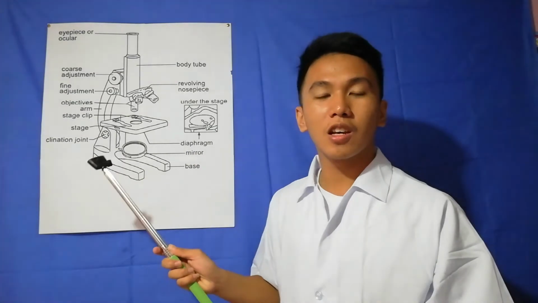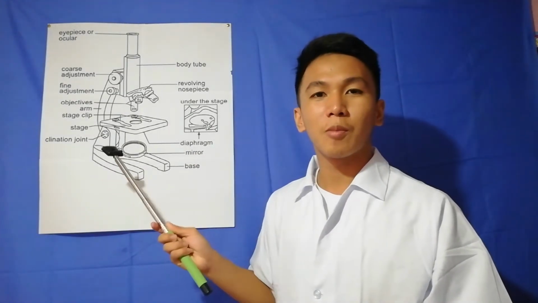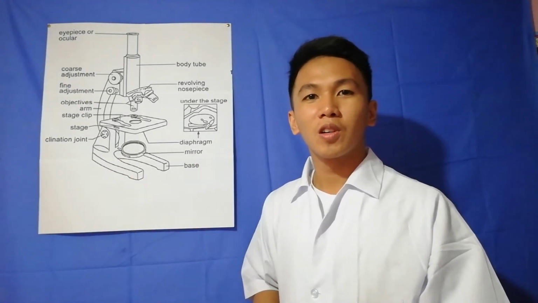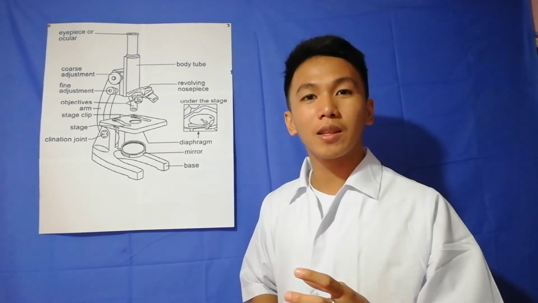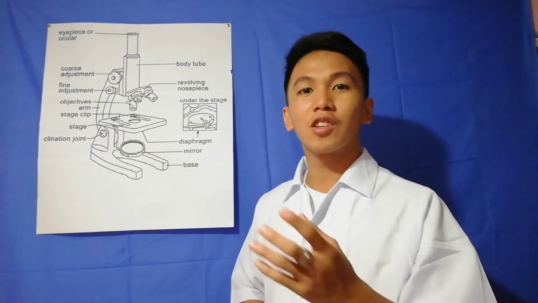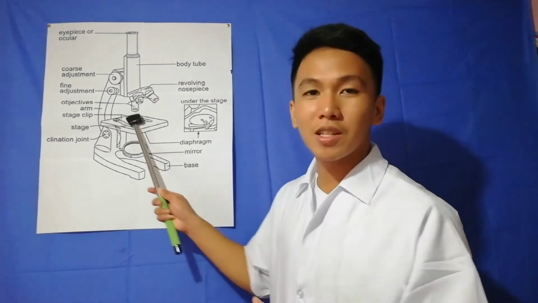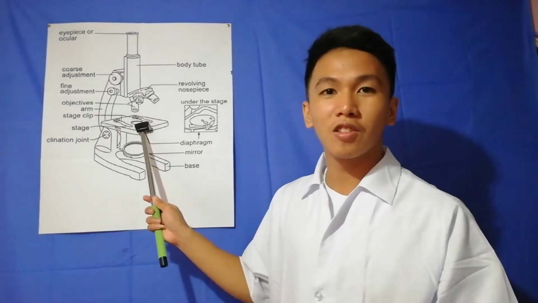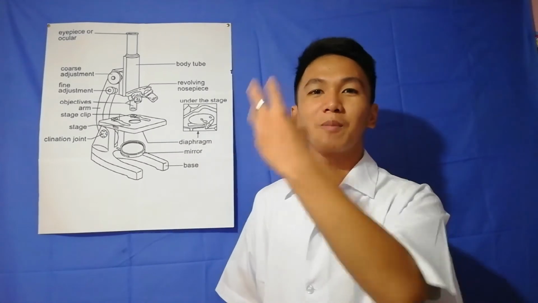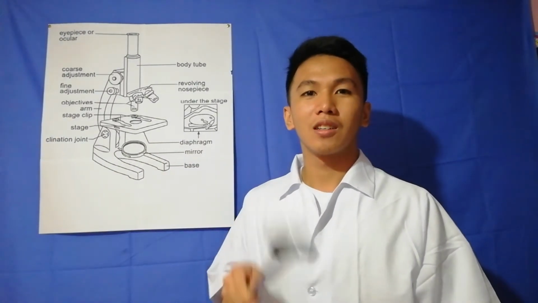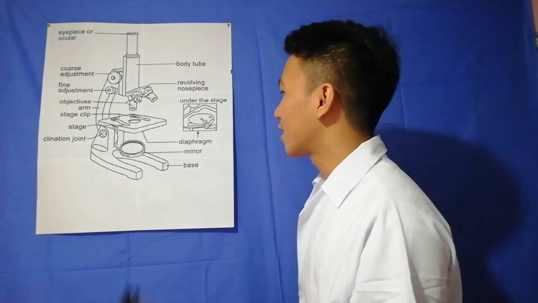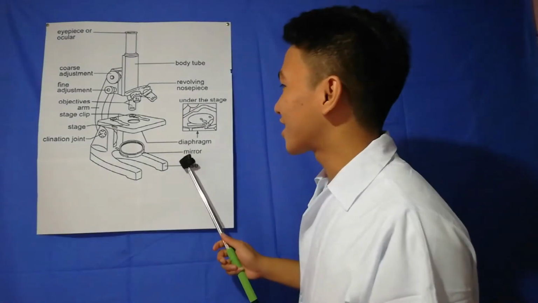Next is the diaphragm. So the diaphragm is a part of a microscope that controls the amount of light that can pass through the circle for you to see the specimen more clearly. Next is the base. So the base is just the foundation of the microscope. Next is the mirror.